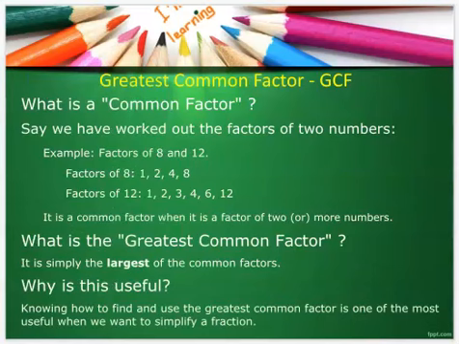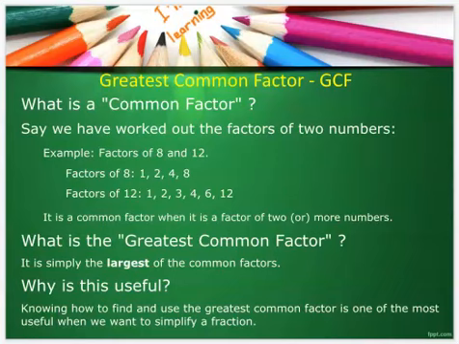So next we're going to talk about greatest common factor and then least common multiple. So what is a common factor? Let's say we've worked out the factors of 2 numbers, like the factors of 8 and 12. So factors of 8 are numbers that divide 8 evenly, so 1, 2, 4, and 8. Factors of 12 are 1, 2, 3, 4, 6, and 12. So it's a common factor when it's a factor of 2 or more numbers.